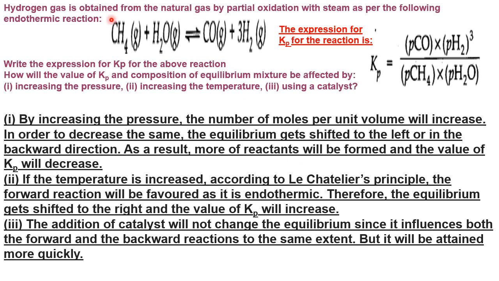Now, hydrogen gas is obtained from the natural gas by partial oxidation with steam as per the following reaction. Okay, question is, write the expression for Kp, very easy, Kp expression, product by the reactant. Okay, how will the value of Kp and composition of equilibrium mixture be affected by increasing the pressure?